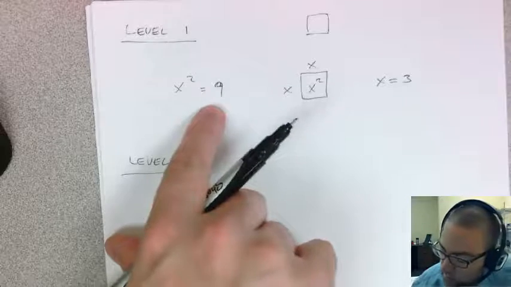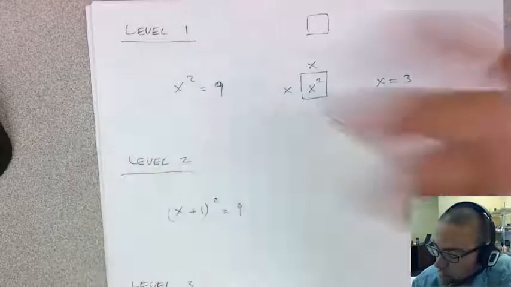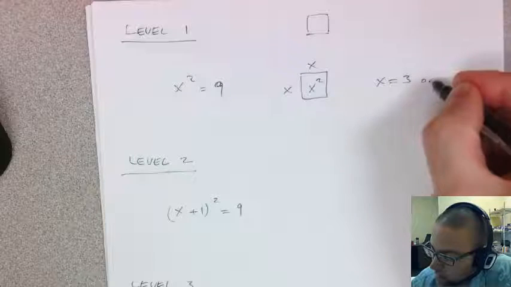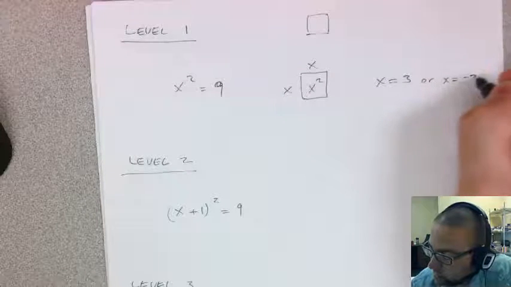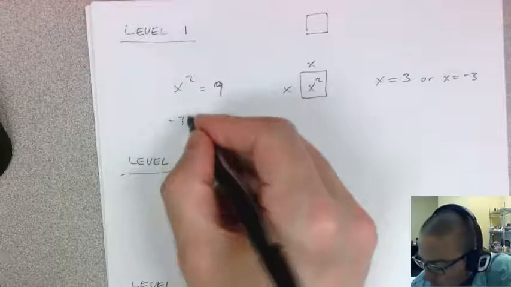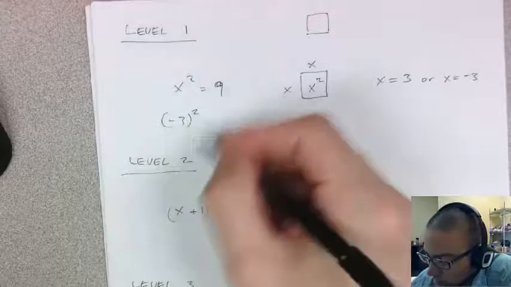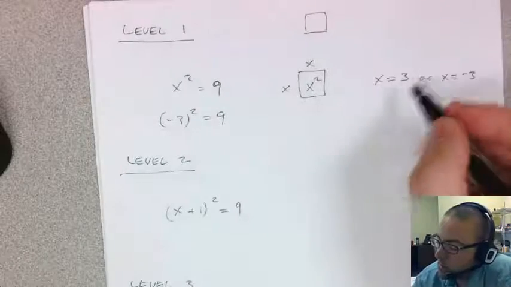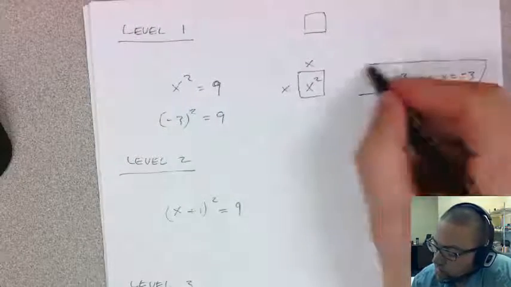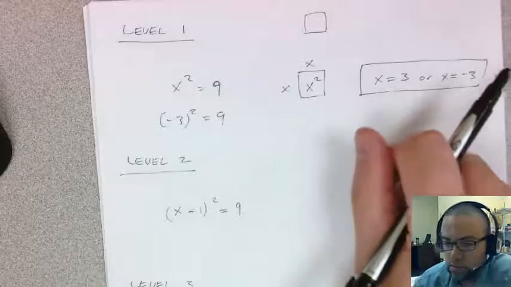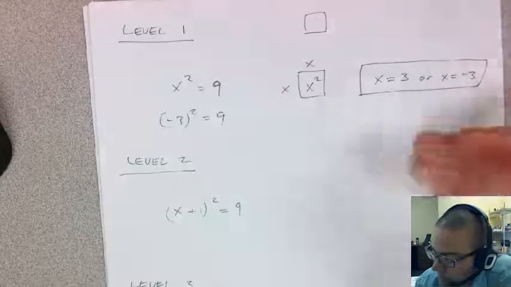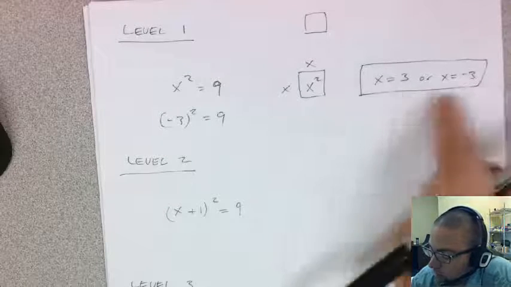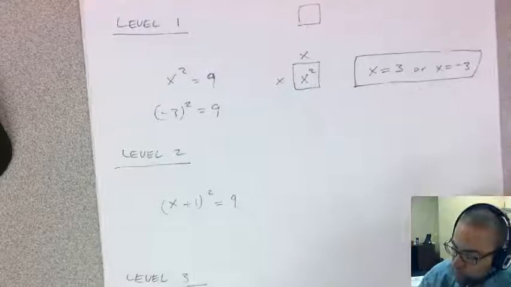But there is another solution if we include all the numbers, right? So we could include negative 3, so x could be equal to negative 3, because negative 3 times negative 3, or negative 3 squared, is also equal to positive 9. So with quadratics, you will see that we end up with two solutions. Sometimes one and sometimes no real solution, but in general, we usually end up with two solutions.